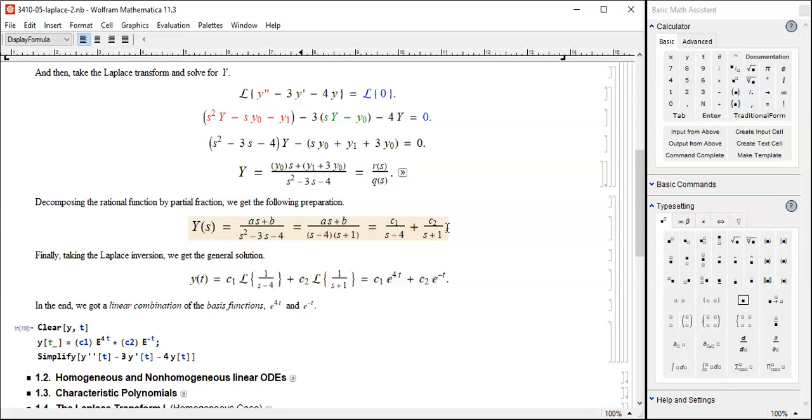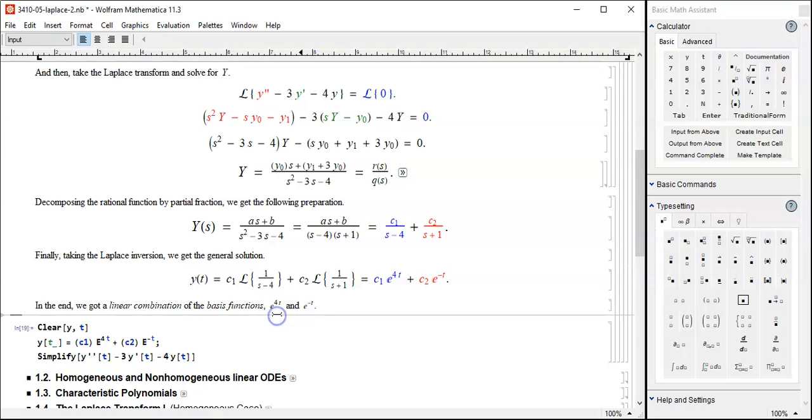Factor the denominator, and then we get this form. And then what do we have? We have the first function and the second function. And then taking the Laplace inversion, we get the first solution and the second solution. These constants C1 and C2 will be determined later from the initial conditions.